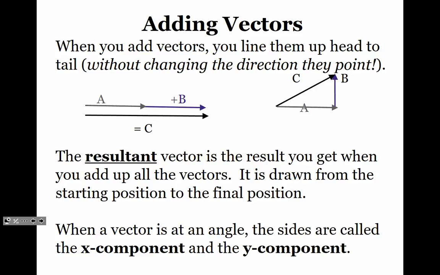So when a vector is at an angle, and we have a vector here that's at an angle, C is at an angle, the sides are called the x component and the y component. And so now we're going to bring back something that we already know. We know that the x component or the x-axis is always horizontal and the y-axis is always vertical. So there's our x component and our y component.